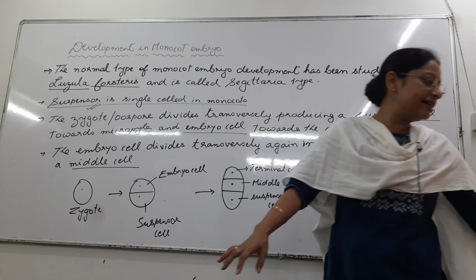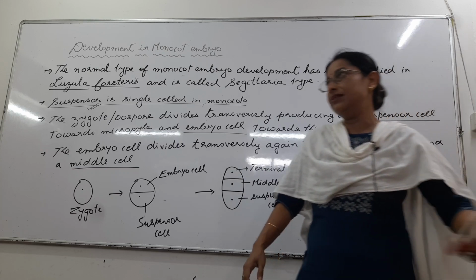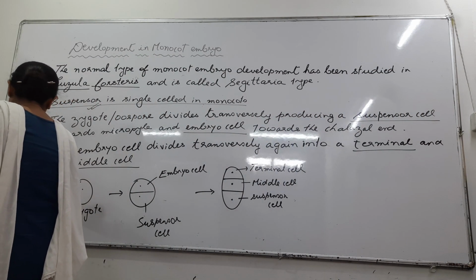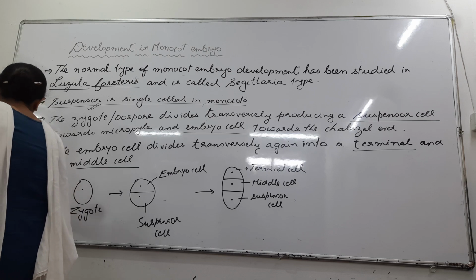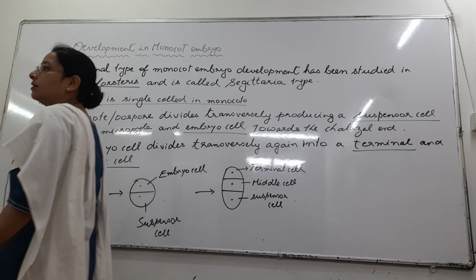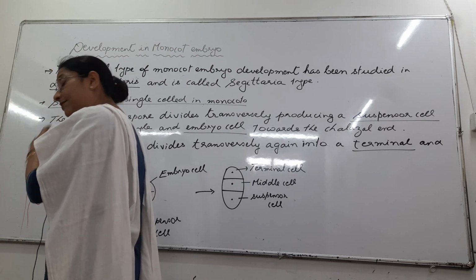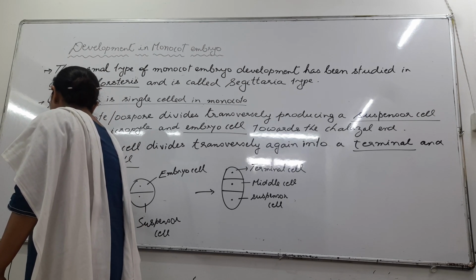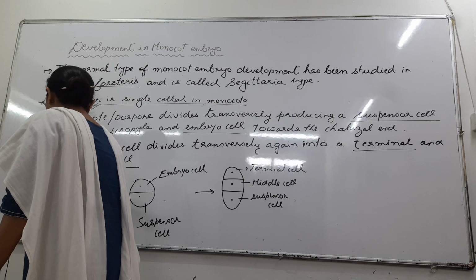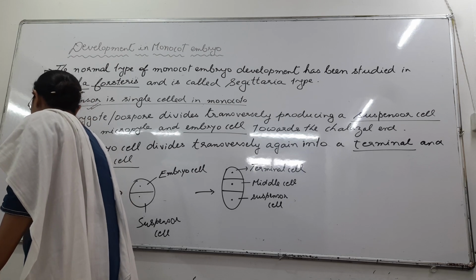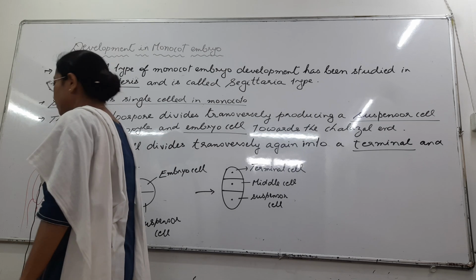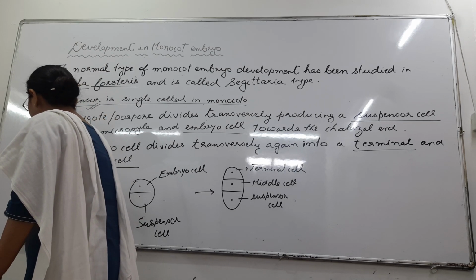If you look into the diagram, what is the type of ovule that we are talking about? It is the most common type of ovule. What is the type? Anatropous, right? So when we talk about anatropous, this is the micropyle and this is the chalazal area. So we understood now which part we are talking about.